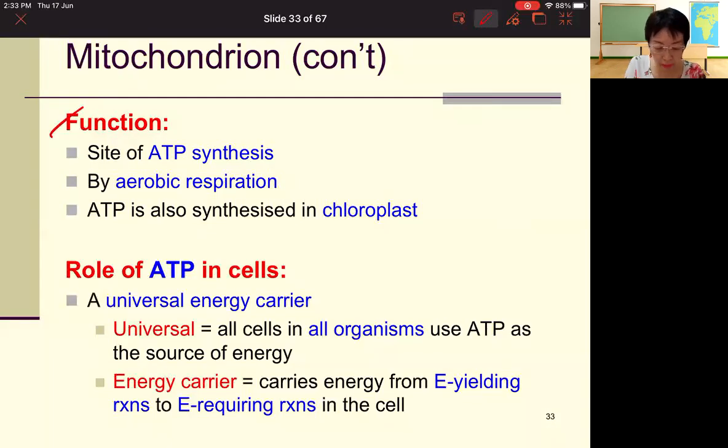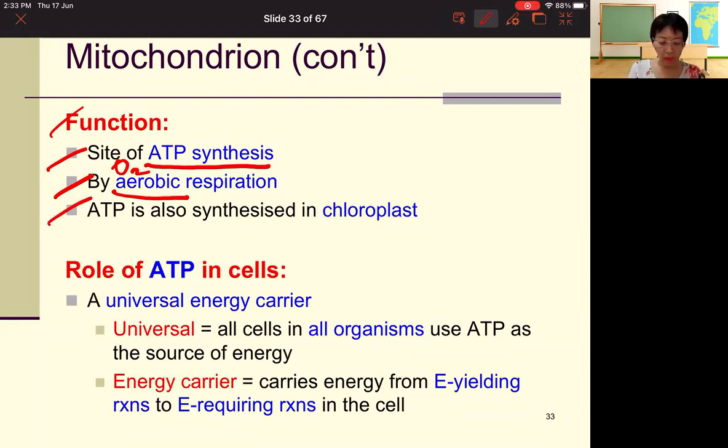All right, function of the mitochondrion is the site of ATP synthesis. And it is synthesized by the process called aerobic respiration. Aerobic means you need air. Air means oxygen. You need oxygen. Okay. Now, don't forget ATP can also be synthesized in the chloroplast. You will learn this one in your A2.